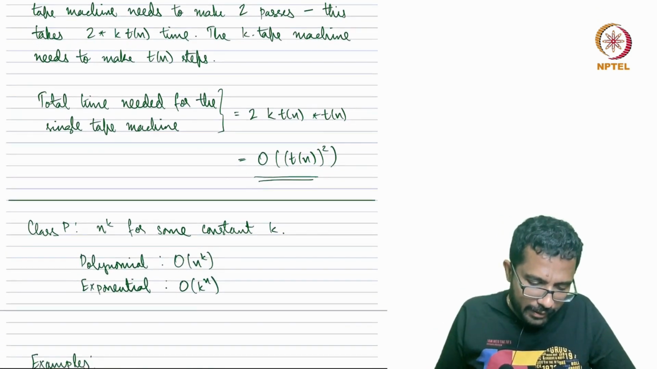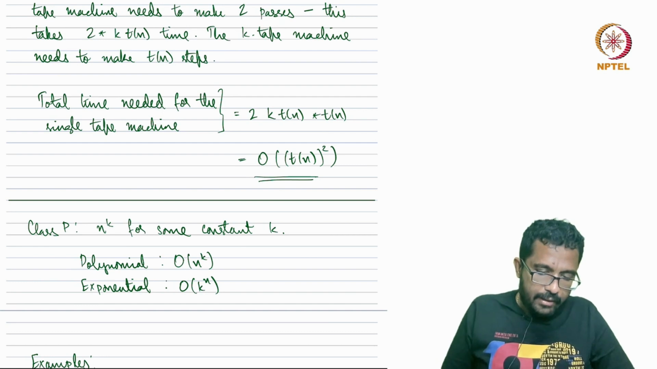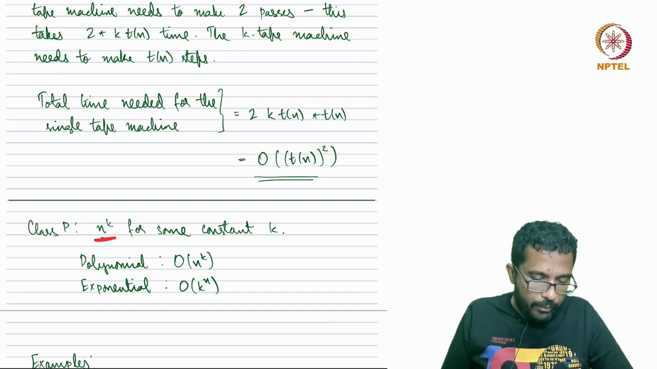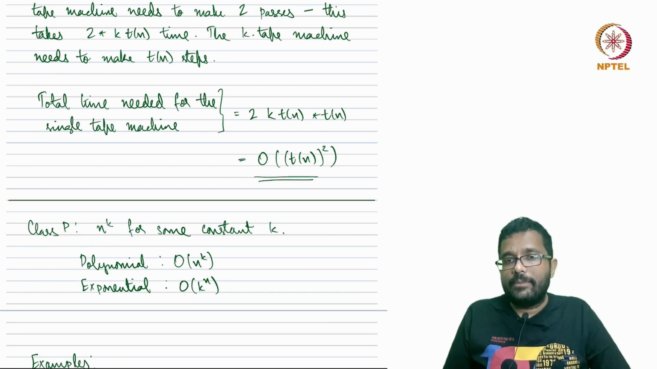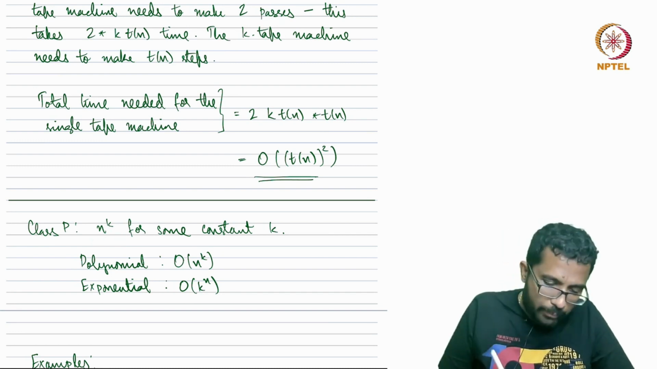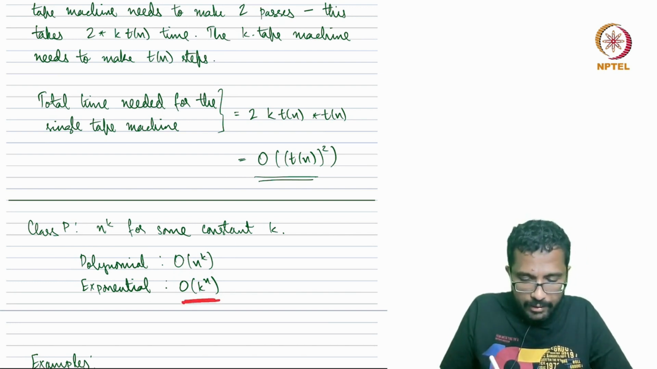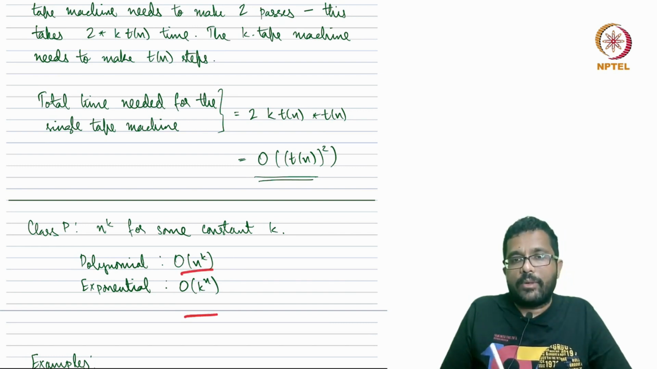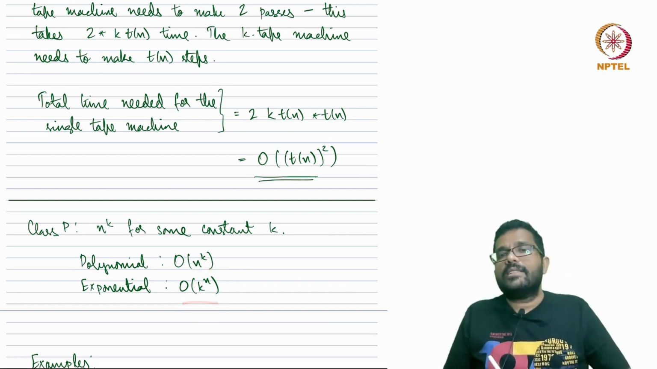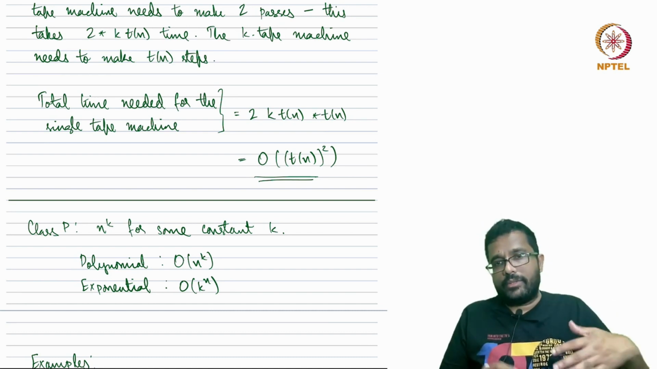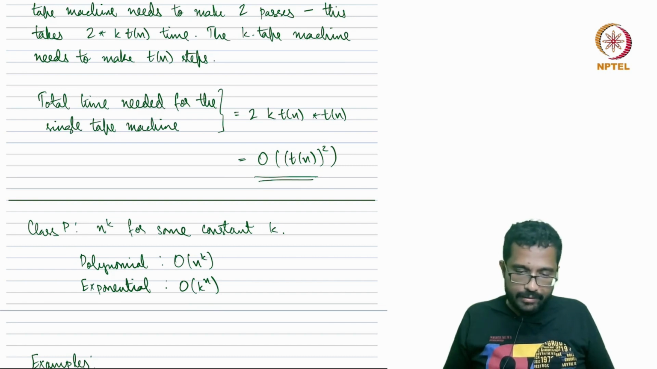Anyway, just to remind again, class P is the class of problems whose running time is n to the power k for some constant k in a deterministic Turing machine, and polynomial running time is always considered to be more efficient than an exponential running time. Meaning, whenever we have a choice between n to the power k and k to the power n, the polynomial is much slower growing, so it takes much less time than exponential.